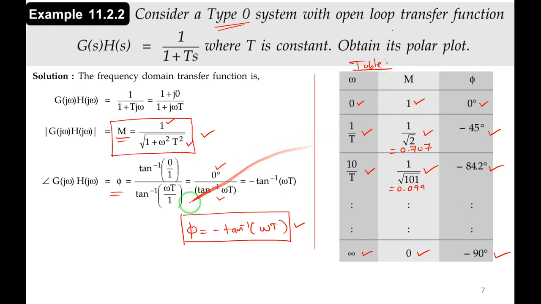Next, we will draw the polar plot. Is it fine? So sigma is the real axis, j omega the imaginary axis. So I'll start here, 0 degree, minus 90 degree, minus 180, minus 270. So we'll see how we get the polar plot.